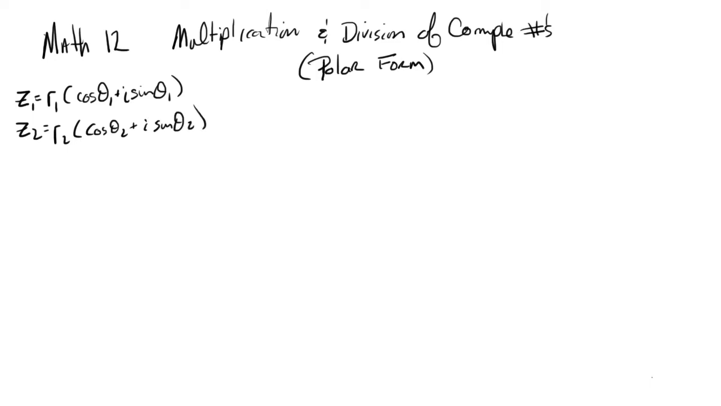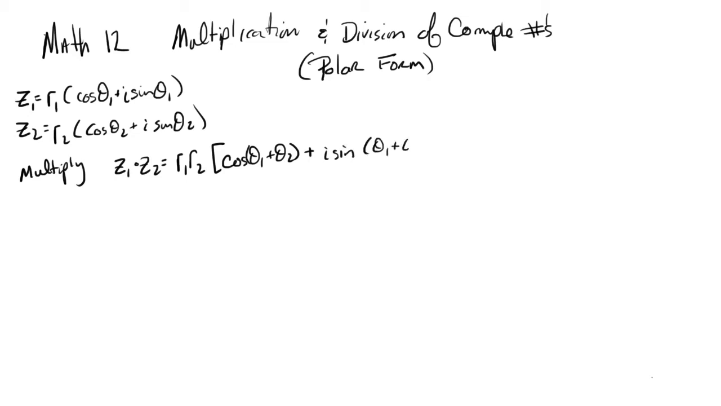So these are our two numbers, and what we're going to do is the multiplication and division. So we'll start with multiplying. And here's the formula that we're going to use. Z1 times Z2. Now remember, R is the modulus, so this is the moduli. So R1 times R2. So you multiply the moduli, and you're going to add the angles. Cosine theta 1 plus theta 2. And put these in parentheses, plus I sine theta 1 plus theta 2.